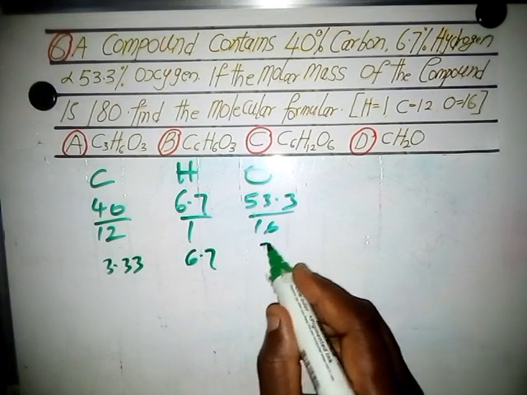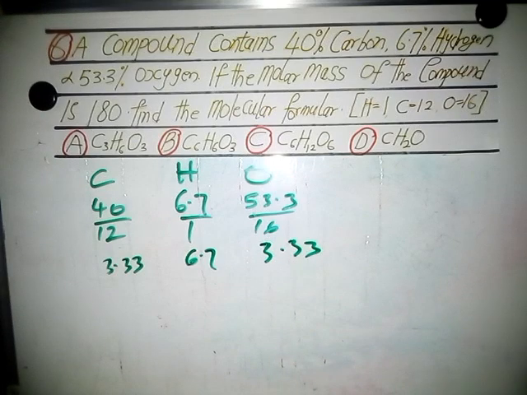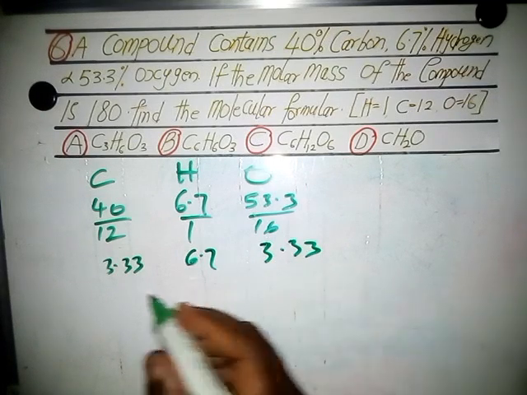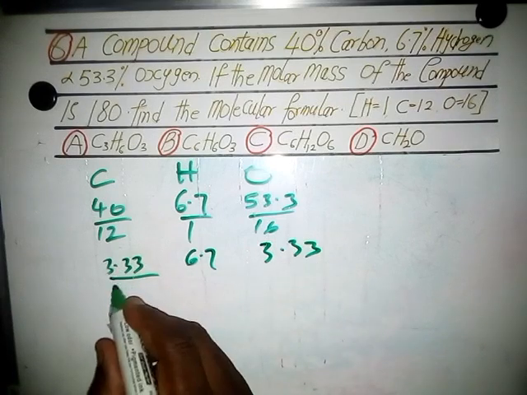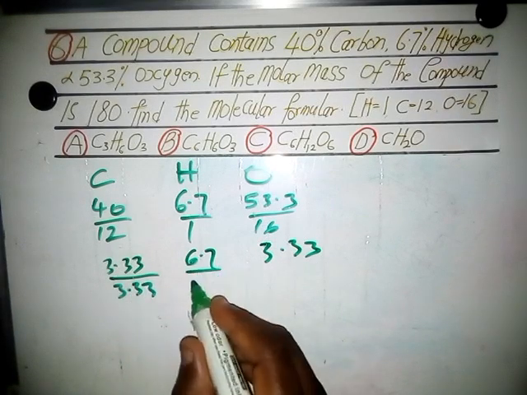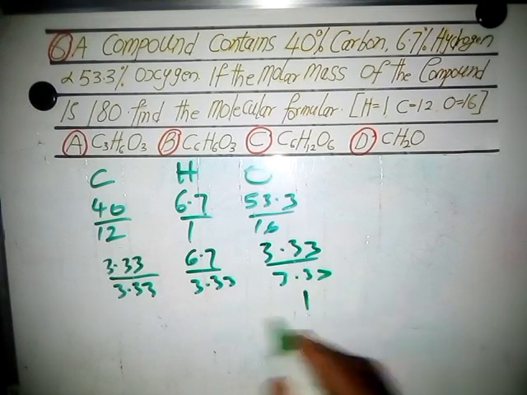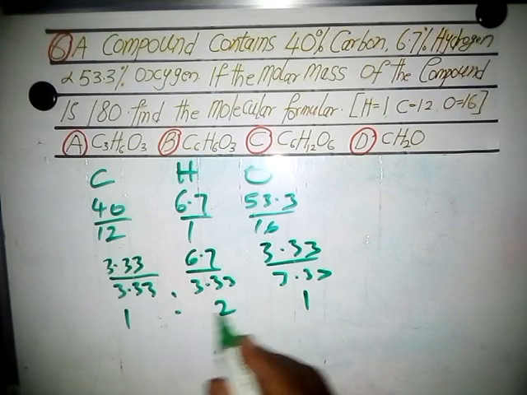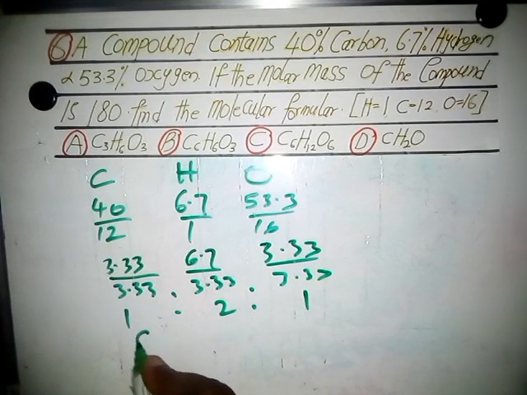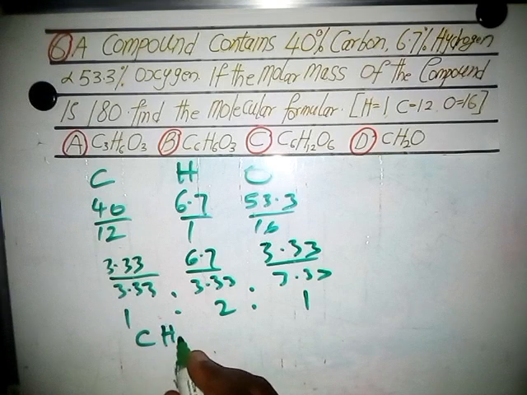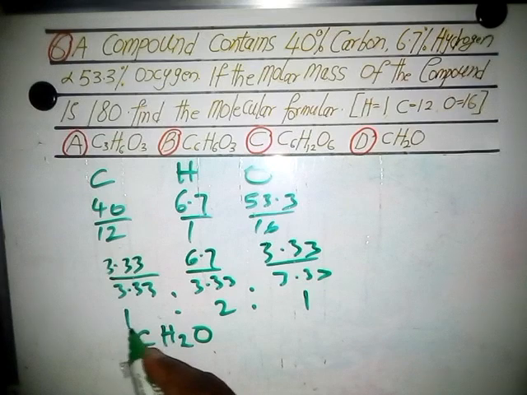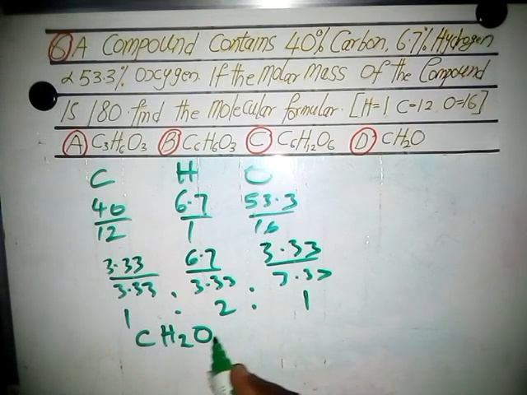This one you should also get 3.33. So from here, divide by the smallest, which is 3.33. This one is 1, this one is 1, this one is 2. So this is CH2O. Remember, I don't have to put 1. This is the empirical formula.